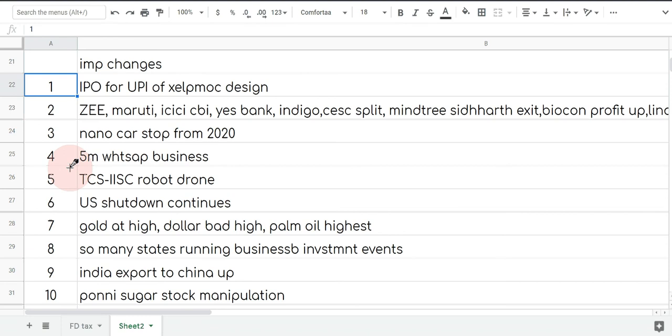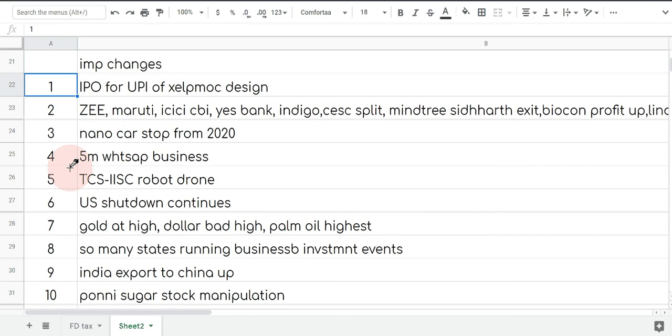The first thing I observed is that there is one IPO coming, that of ZEE mock design. One specialty of this IPO is that the option of UPI payment will be available. You must know that UPI is used for payment transfers through Google Pay, Paytm, and all these mobile apps. UPI is a faster, easier, and more streamlined way of transferring money from one account to another. So it will help streamline the movement of money for IPOs.